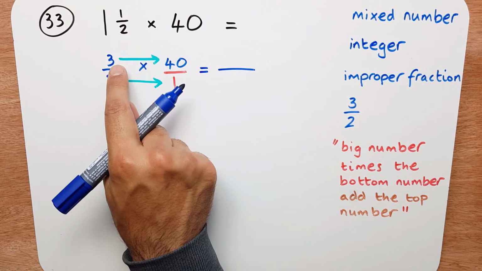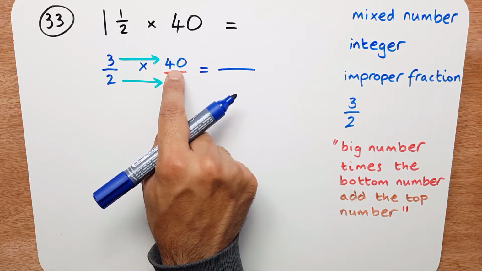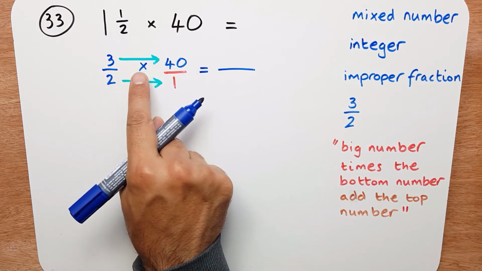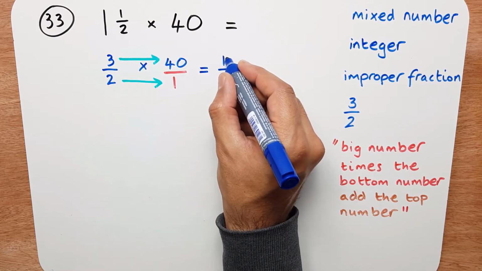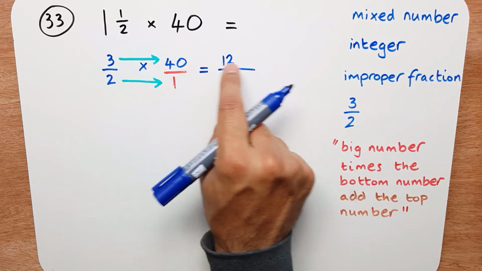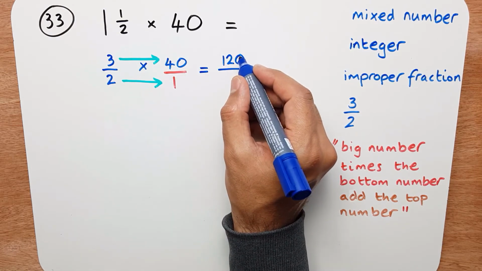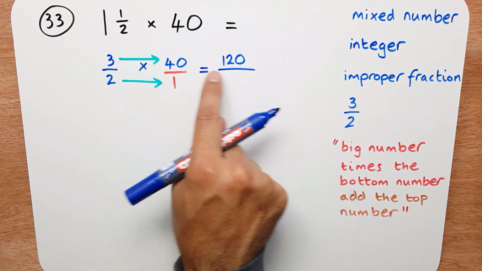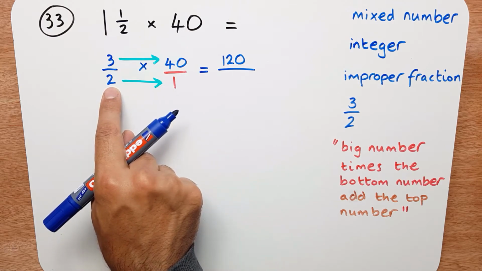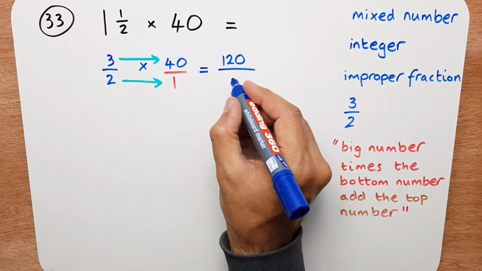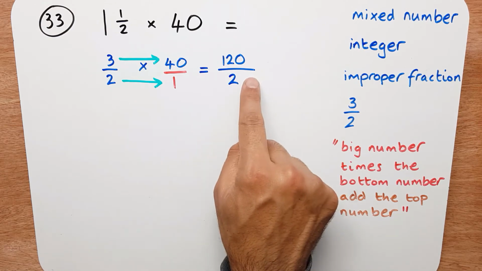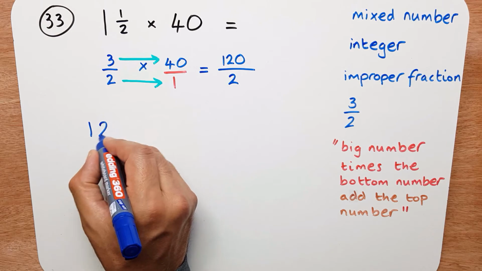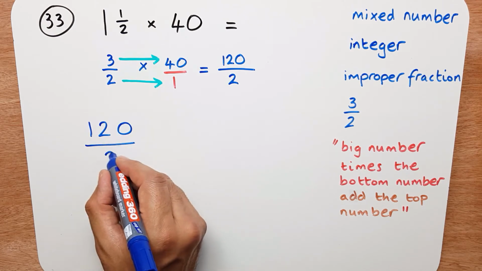Fraction line, 3 times 40. So what I'm going to do is hide this 0 and do 3 times 4, which is 12. Now that 0 I'm going to return. So I have 120. So 3 times 40 is 120. And at the bottom you have 2 times 1, which is 2. Now I need to simplify this. So let me write this here, 120 over 2.